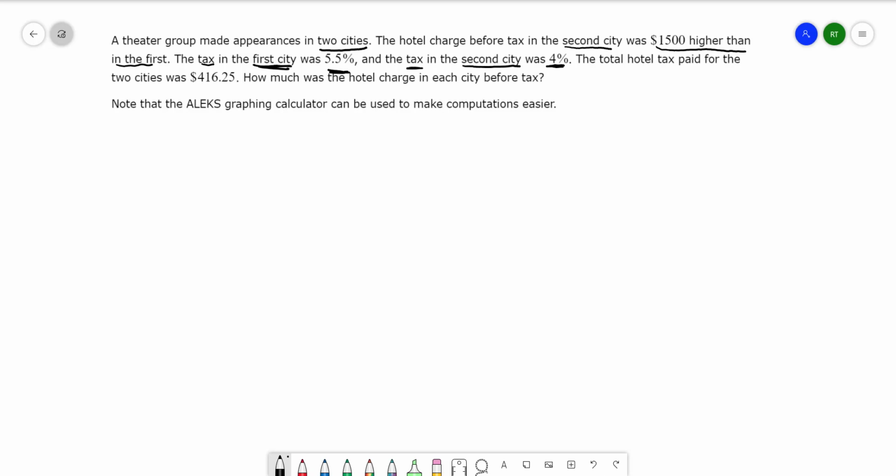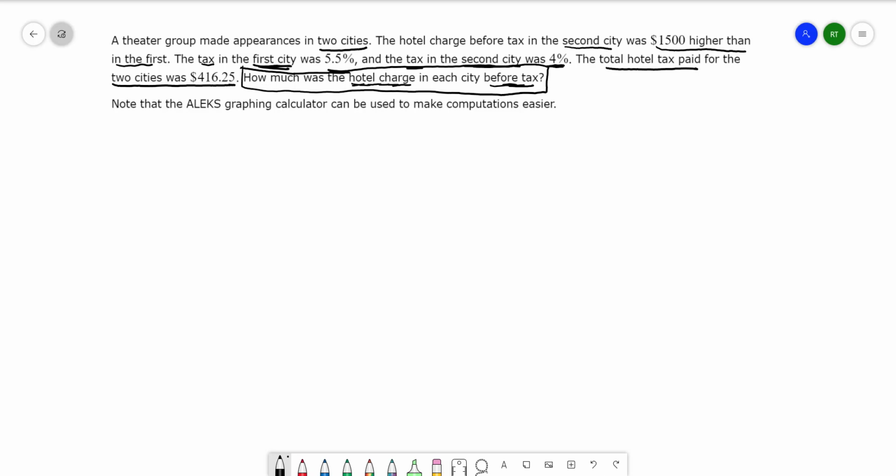Then it says the total hotel tax paid for the 2 cities, so the total taxes paid for both cities, is $416.25. And then the question: how much was the hotel charge in each city before tax? That is what we're trying to figure out. I like to start with the question because it lets me know what we're looking for. So we want to find the hotel charge in each city before tax.